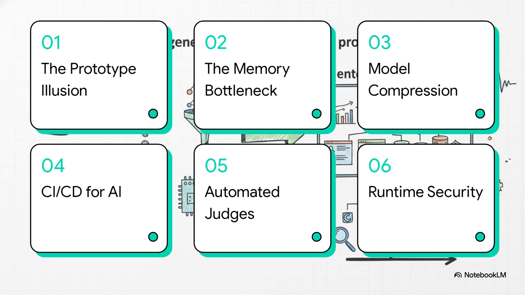Here is the roadmap for how we're going to cover this today. First, the Jupyter prototype illusion. Second, beating the memory bottleneck. Third, speed and model compression. Fourth, CI/CD for unpredictable AI. Fifth, automated judges and observability. And lastly, runtime security and guardrails.